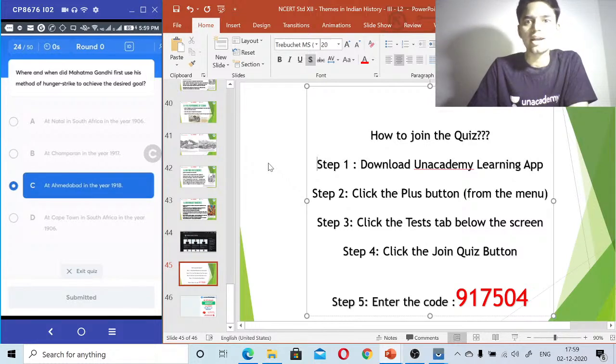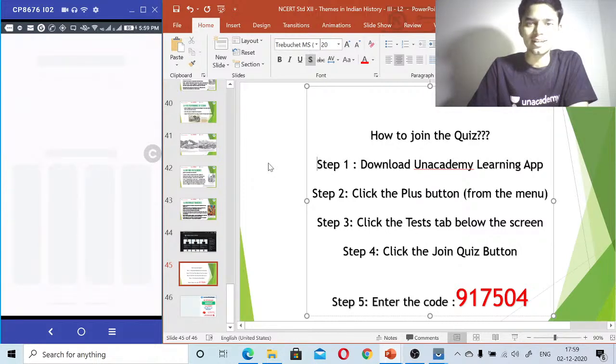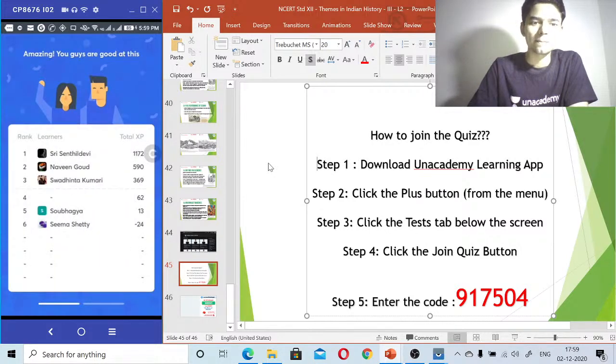Alright, I am just giving random answers, okay? Don't worry about that. The participants will get the correct answer in the quiz itself. That answer is also correct. Ahmedabad mill strike is the first hunger strike of Mahatma Gandhi.